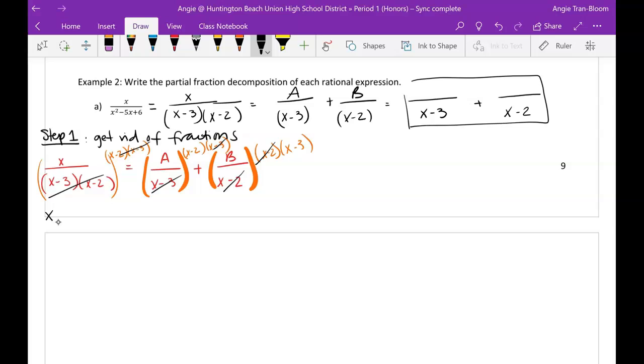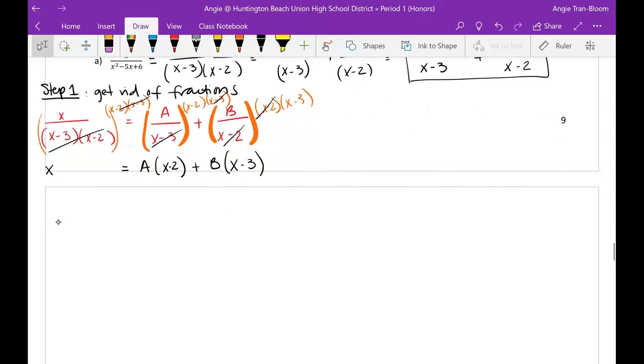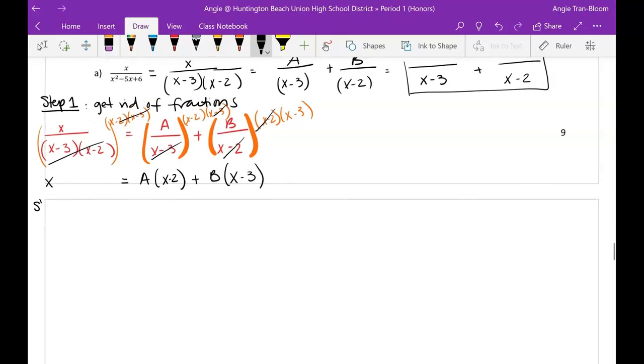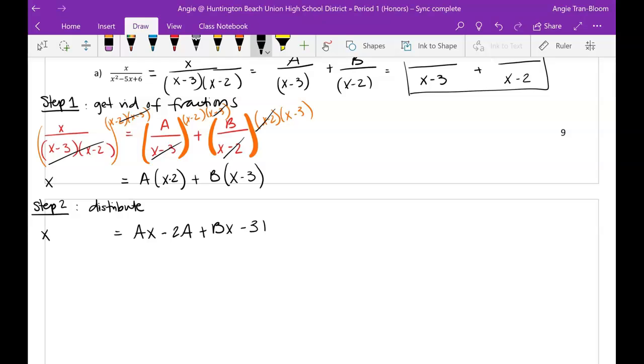So you're left with x on this side. On this side, you're left with A times x minus 2 plus B times x minus 3. Notice how when the fractions are gone, it's a lot more simplified. Next, you will distribute. So you will have x equals Ax minus 2A plus Bx minus 3B.